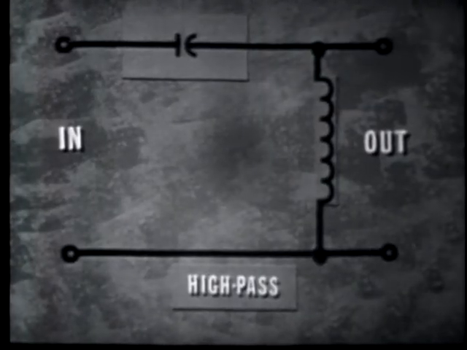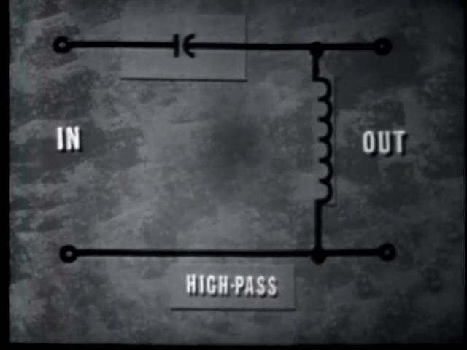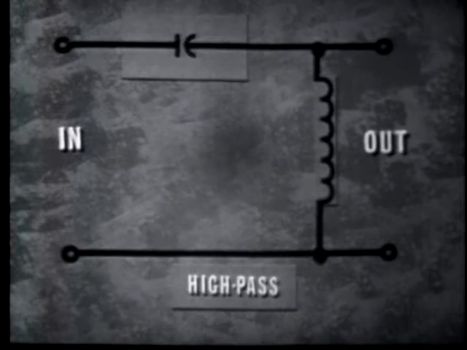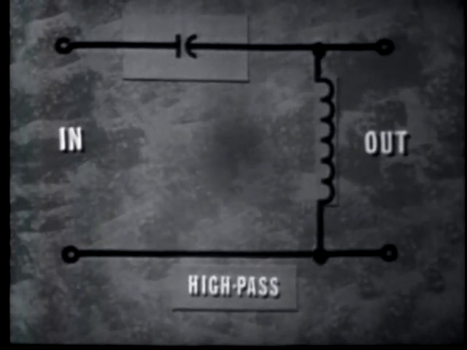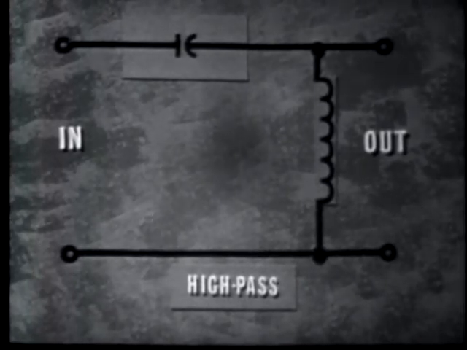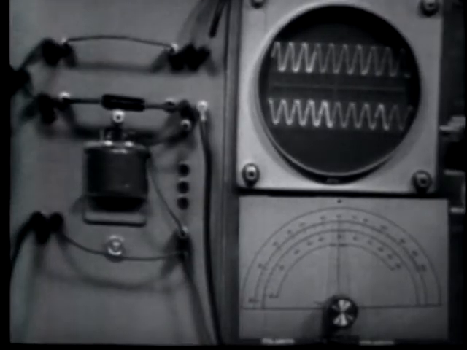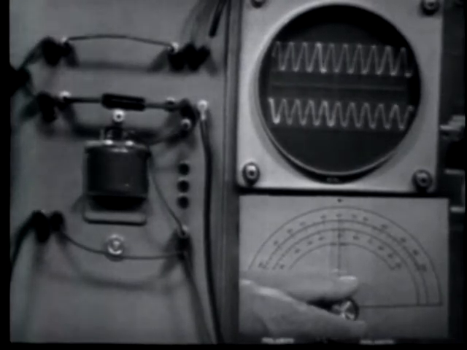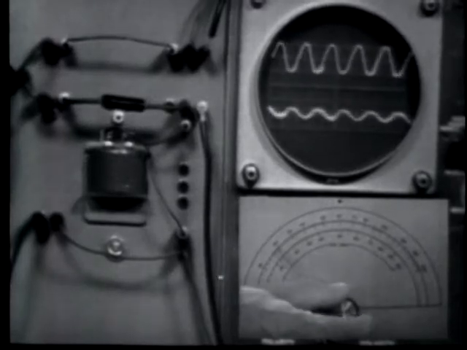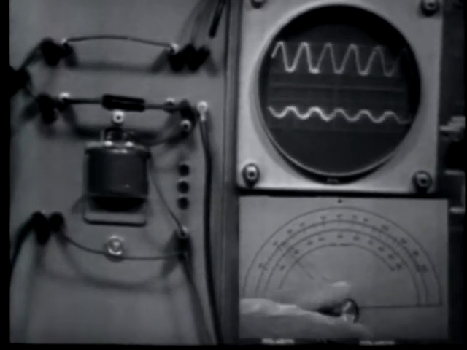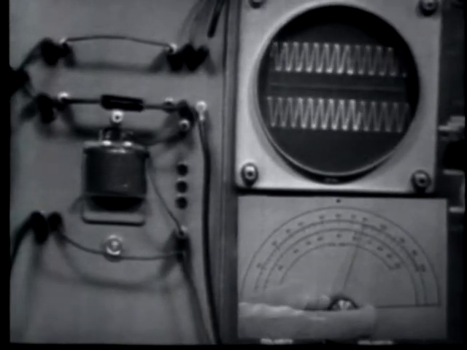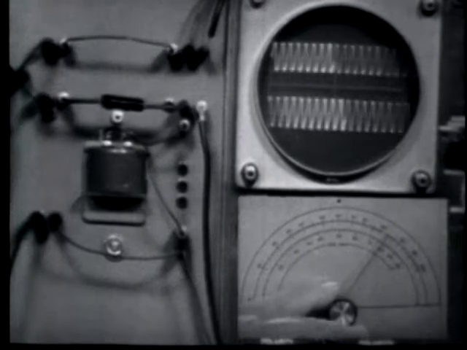We found that we could reverse the action of the filter by reversing the filter components. The capacitor in the series position offers a large impedance to low frequencies and blocks them, and a small impedance to high frequencies and passes them. The inductor in the shunt position offers a small impedance to low frequencies and does not develop a suitable output voltage, while at high frequencies, its impedance is large and thus it will develop an output.